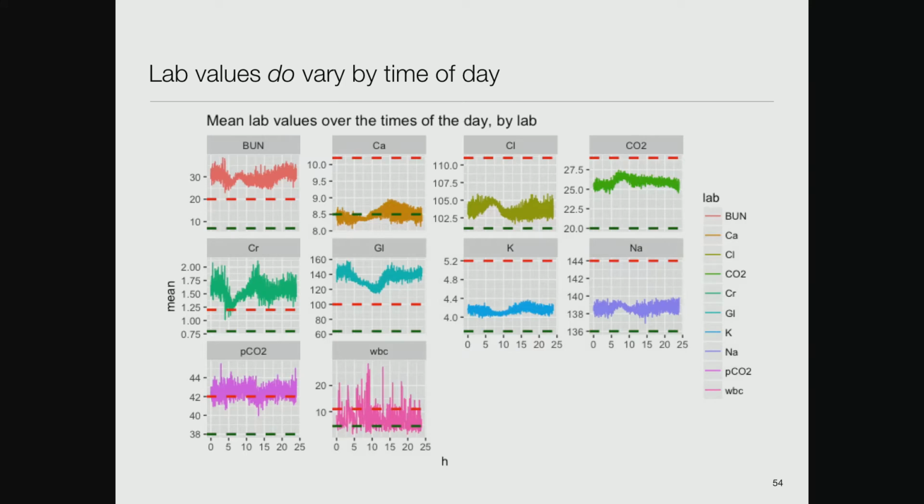On the other hand, if you look at a panel of different labs, you look at mean values of blood urea nitrogen or calcium chloride, CO2, et cetera, you see that there is variation across time. So there is some sort of variance that's either caused by the diurnal physiology of the human body or by the routine practice of medicine about when people choose to take lab measurements.